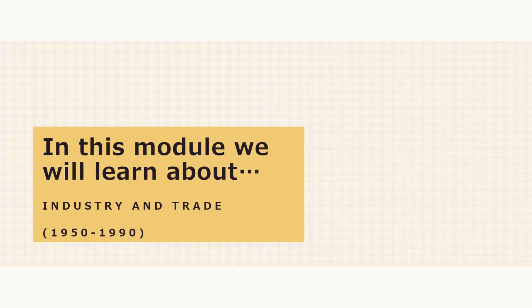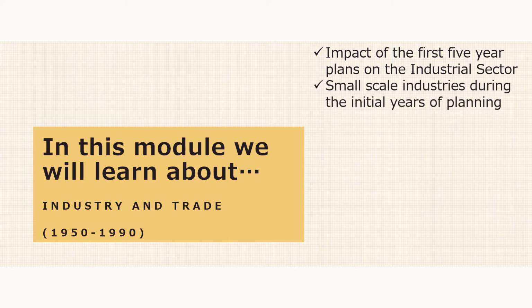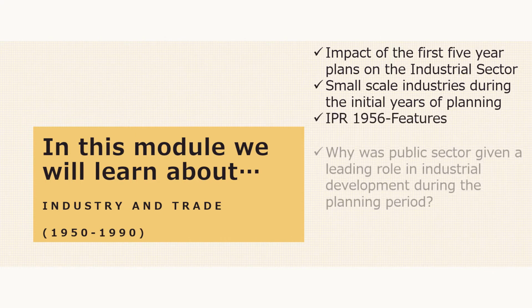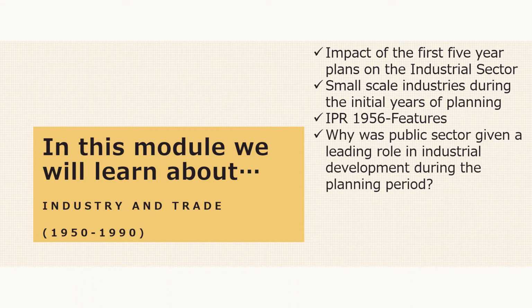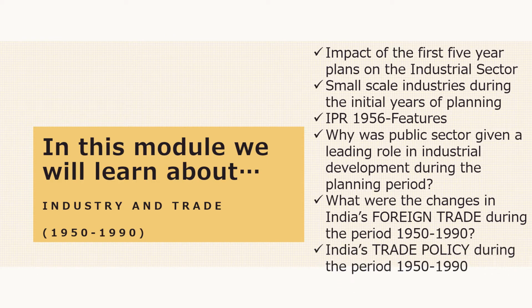In this teaching module, we will learn about the impact of the first 5-year plans on the industrial sector, small-scale industries during the initial years of planning, the IPR 1956 and its features. Why was the public sector given a leading role in industrial development during the planning period? What were the changes in India's foreign trade during the period 1950 to 1990? And India's trade policy during the period 1950 to 1990.